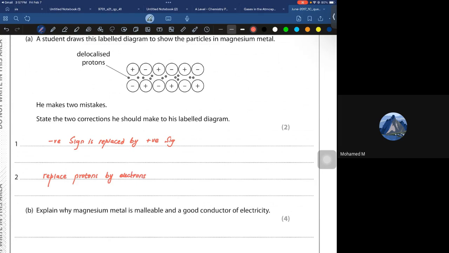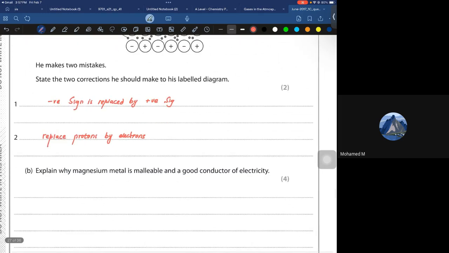Why is magnesium metal malleable and a good conductor of electricity? Magnesium is in group two. It is malleable because it can be layered. I don't remember exactly how it can be malleable, but it's something to do with the layers and electrons sliding over each other.